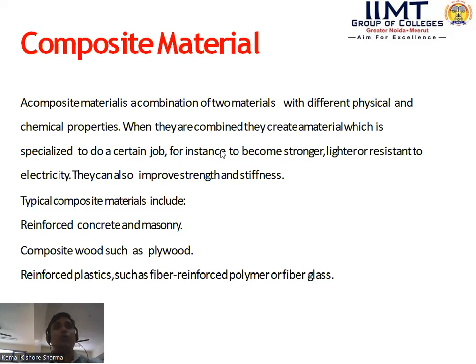They are designed to do a certain job. For instance, to become stronger, lighter, and resistant to electricity. They can also improve strength and stiffness. The composite materials include reinforced concrete, masonry, and composite wood such as plywood.